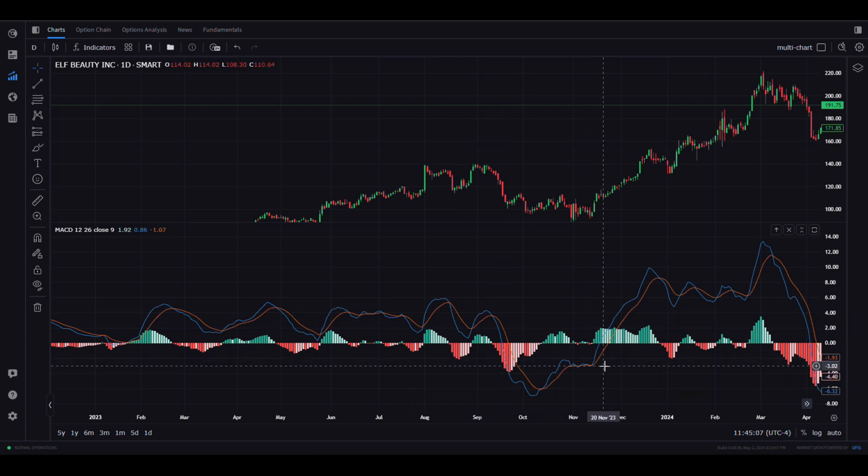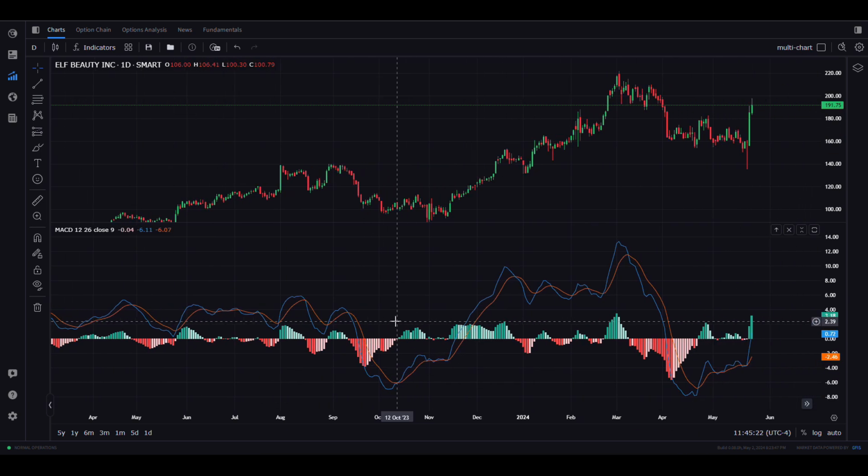Bullish signals occur when the MACD line crosses above the signal line, indicating upward momentum, while bearish signals occur when the MACD line crosses below the signal line, indicating downward momentum. The signal line is a 9-period EMA of the MACD line. It helps smooth out the MACD line and generates trading signals.